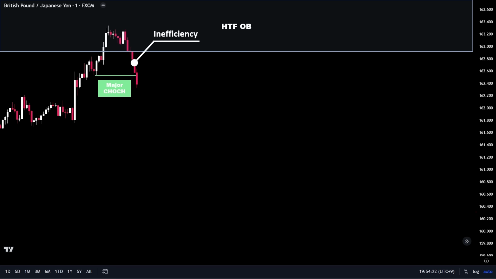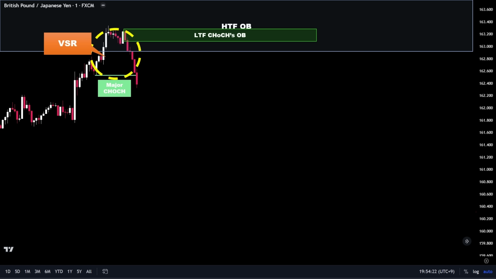So in the next step, I'm going to highlight the order block generated by the Chalks wave. Also, we can easily spot this VSR pattern here, which shows a strong rejection from the higher time frame supply zone. That means this zone would provide higher probability if we use it to take any short position. So guys, we have another confirmation for the entry.